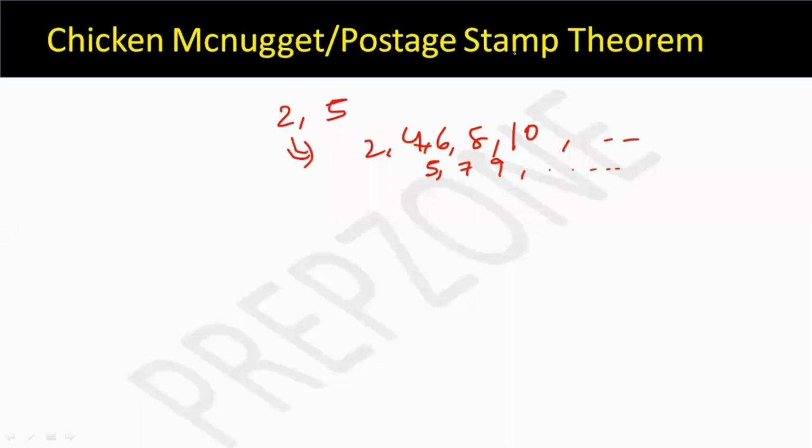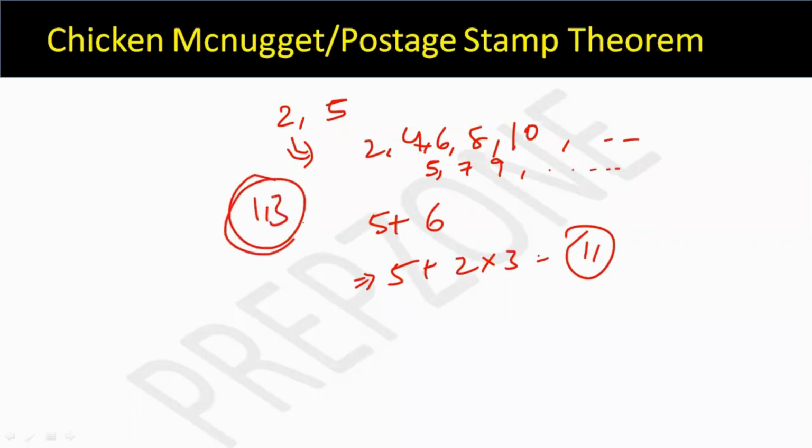It's only 2, right? I cannot form 1. 11, you can form. 5 plus 6 is 11. So 5 plus 2 into 3, this is 11. You can form 11. The only numbers you cannot form are 1 and 3. Is it clear? So here the problem was very, very easy.